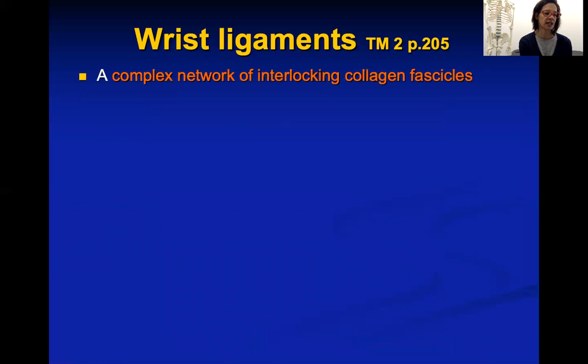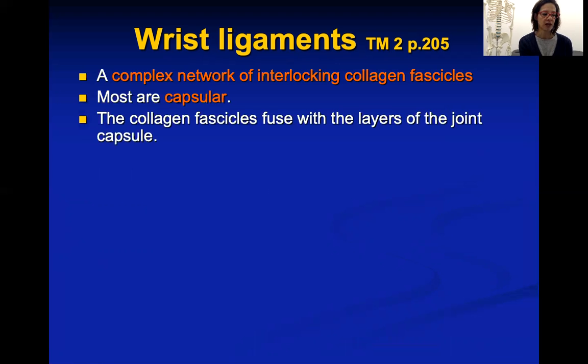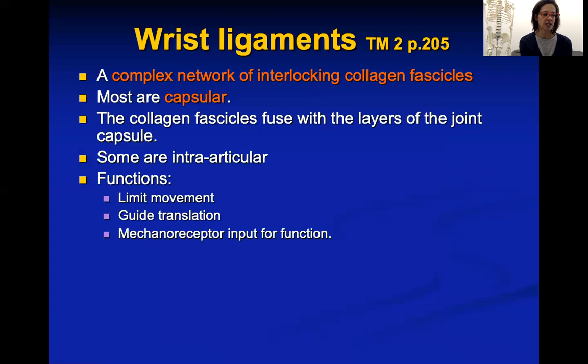Now, if we look at the wrist ligaments, it's a complex network of interlocking collagen fascicles, and they're mostly capsular. The collagen fascicles fuse with the layers of the joint capsule. So they're intimately related, the ligaments and the capsule. And some then are intra-articular. So the functions of the wrist ligaments, they're going to limit the movement, but they're also going to guide translation.